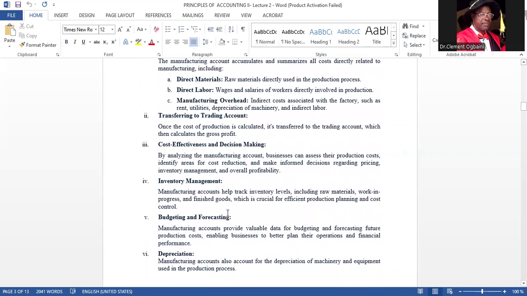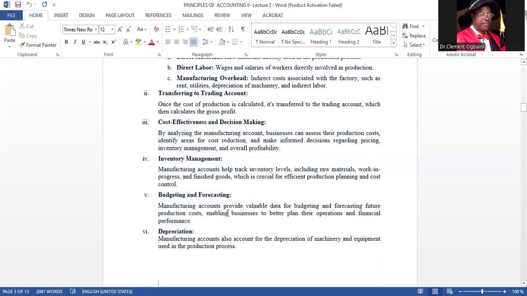The manufacturing account helps us to determine whether it is cost effective to buy already manufactured goods or to buy raw material and other ingredients and manufacture it ourselves. So it's through the manufacturing account that you can be able to determine that. And manufacturing account also helps us to monitor our inventory properly, because we are looking at opening stock of raw material, closing stock of raw material, opening stock of work in progress, closing stock of work in progress, opening stock of finished goods, and closing stock of finished goods. So manufacturing account helps us in inventory management.